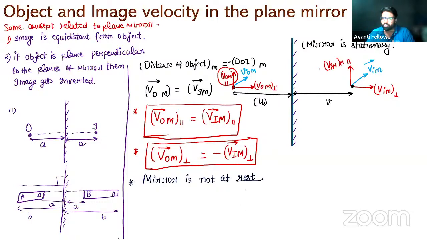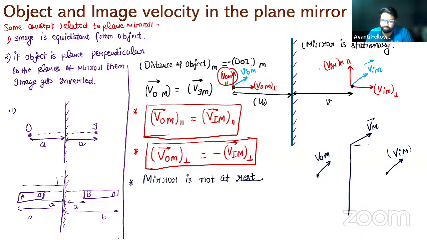Clear? If the mirror is not at rest, which means the velocity of the mirror will play a role here. Let's say for this case, hope you note it down. This is the object, it has this velocity of object with respect to mirror. This is the image and this is the velocity of image with respect to mirror. And now this time this mirror is also moving with a certain velocity, which is the velocity of mirror with respect to ground. Okay.